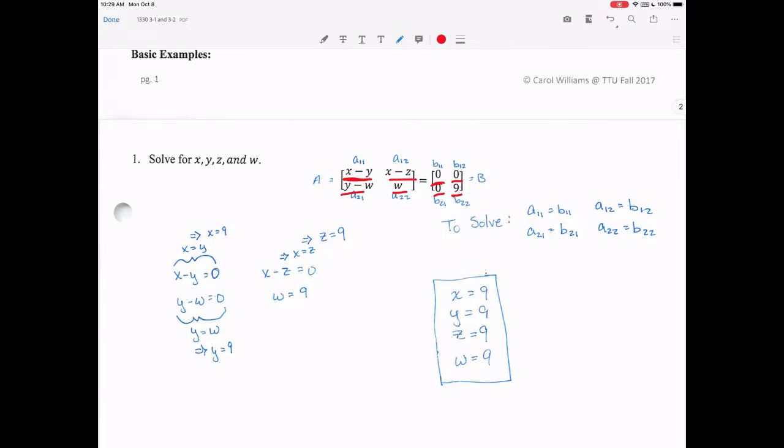So each one of these has to equal the same position that it is in matrix A that it is in matrix B. And then you're going to solve each of those equations like you would a normal equation, because they're linear. Okay?